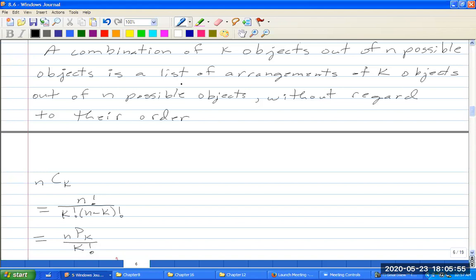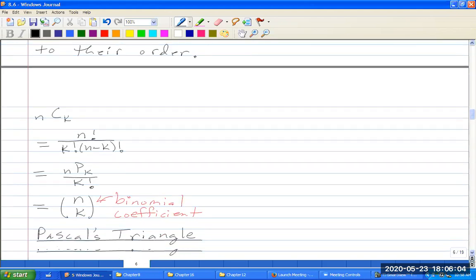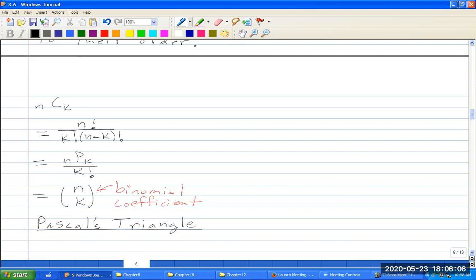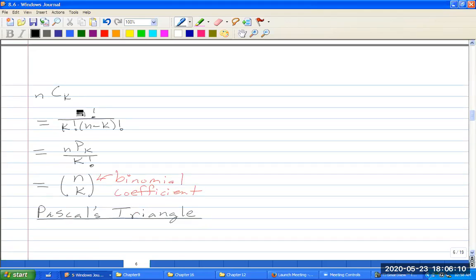Many times you don't care who you choose first, as long as the object is selected. So nCk is n factorial over k factorial times n minus k factorial. It is nPk over k factorial.